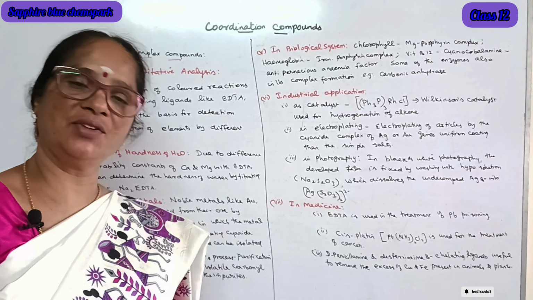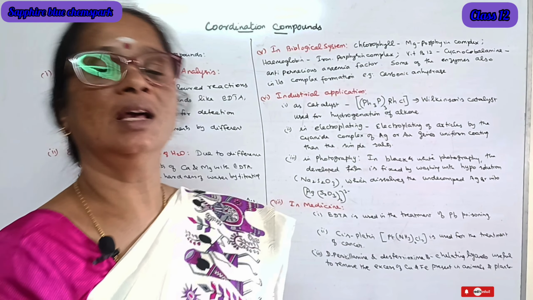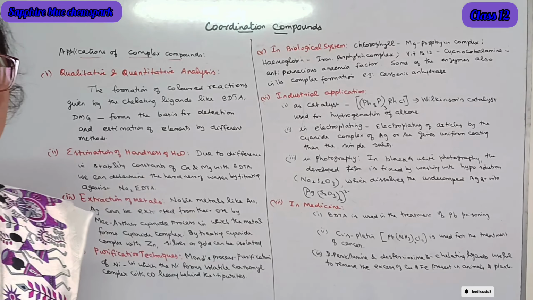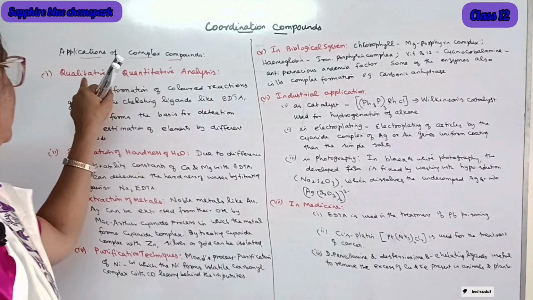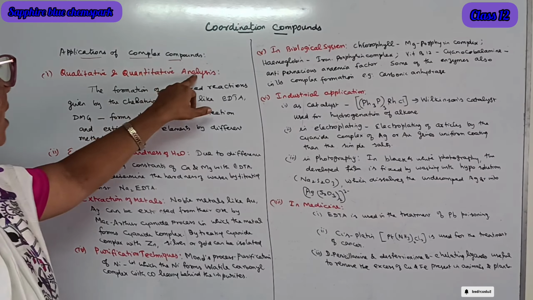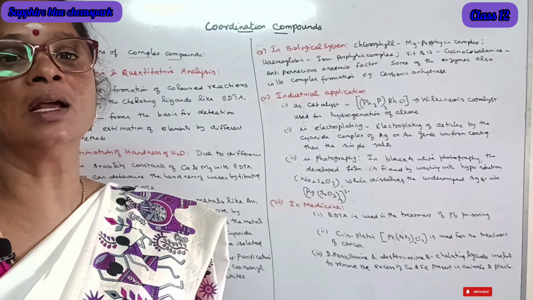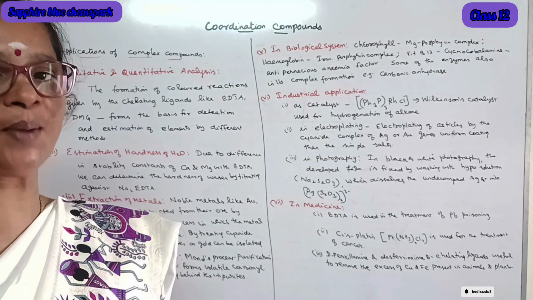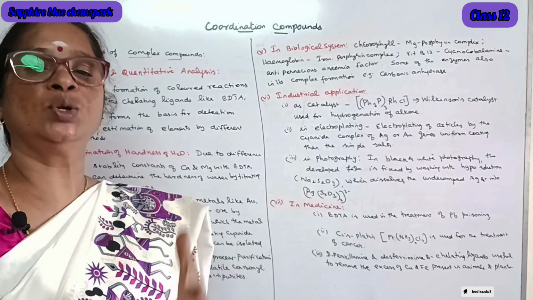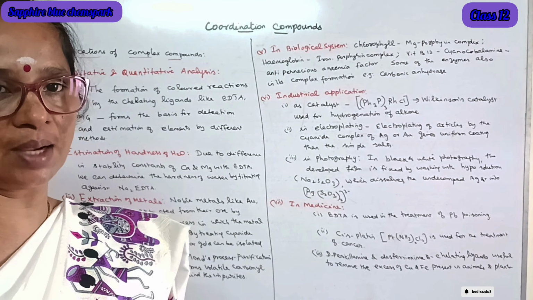Complex compounds find their applications in most fields. Let us see them one by one. The first one: complex compounds are used in qualitative and quantitative analysis. Qualitative analysis is useful to detect the presence of a particular metal in a given salt or sample. And quantitative analysis is useful to estimate the amount of a particular element present in a given sample.